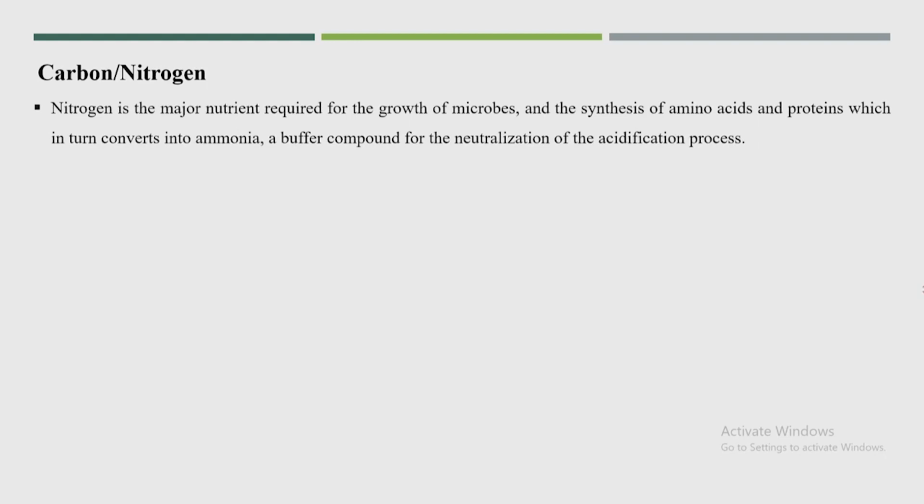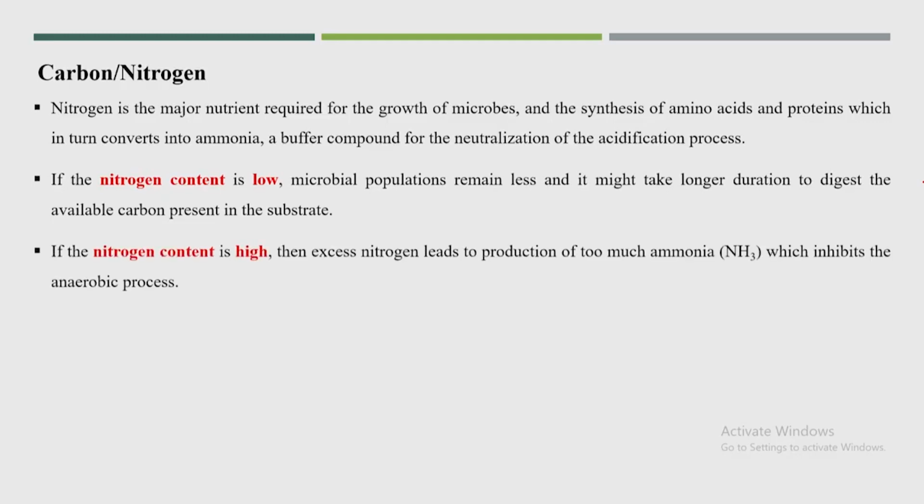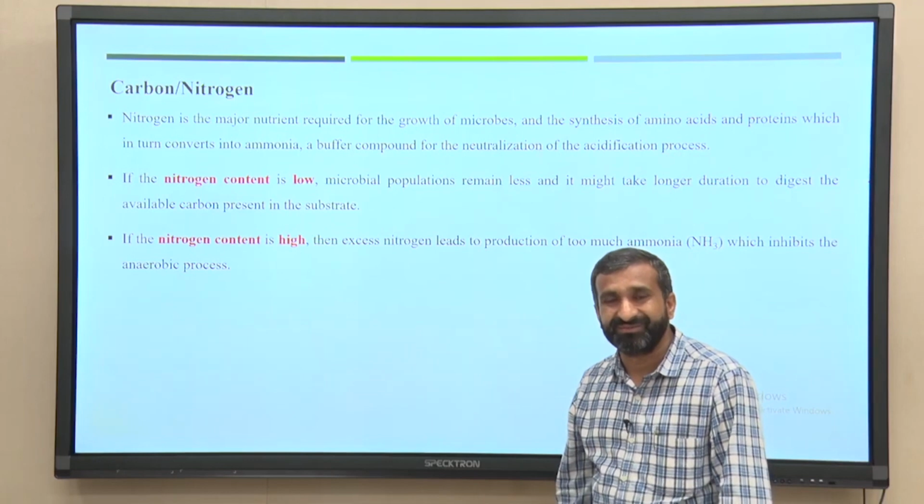Now, another factor is the carbon to nitrogen ratio. As we know, nitrogen is a major nutrient required for growth of microbes and synthesis of amino acids and protein, which converts into ammonia. Okay. If the nitrogen content is low, the microbial population remains small and it might take a longer duration to digest the available carbon present in the substrate, meaning your HRT will be very high. If the nitrogen content is high, then excess nitrogen leads to production of too much ammonia, which inhibits the anaerobic digestion process. So, this is also another problem.